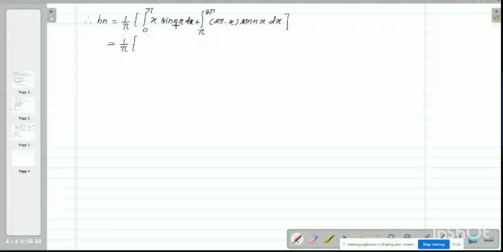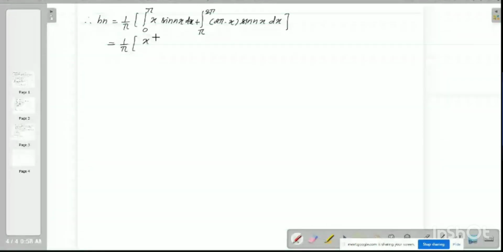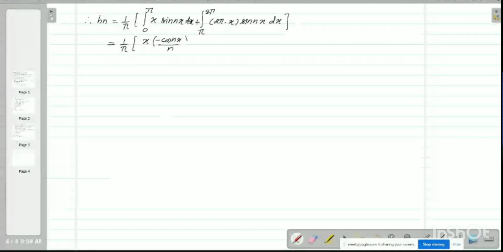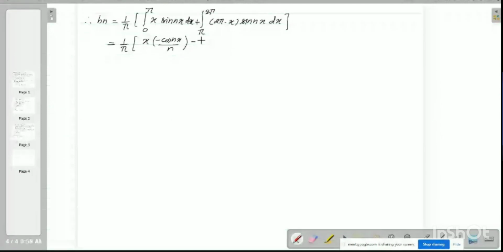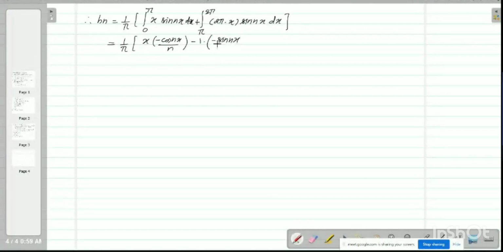So this is x. Integration of sine is minus cos nx divided by n. Derivative of x is 1, and integration of this is minus sine nx by n square. Coefficient of n, sine nx is n, so here n square. Providing limit 0 to pi.